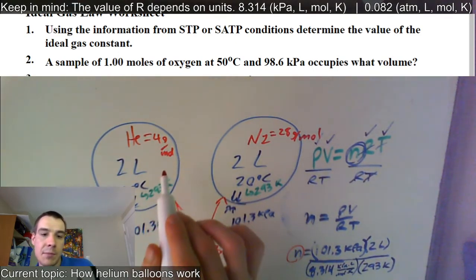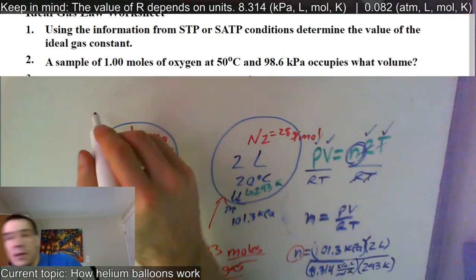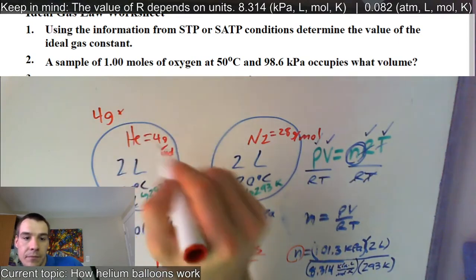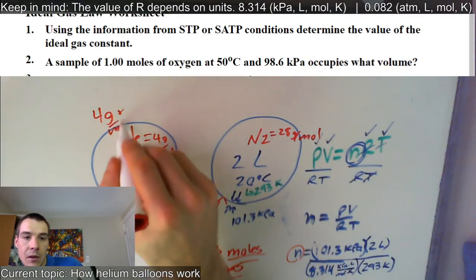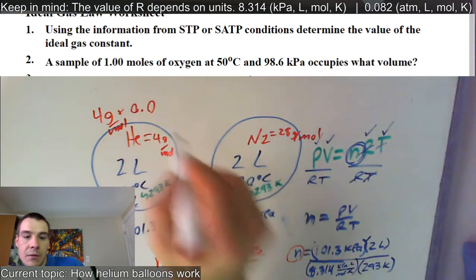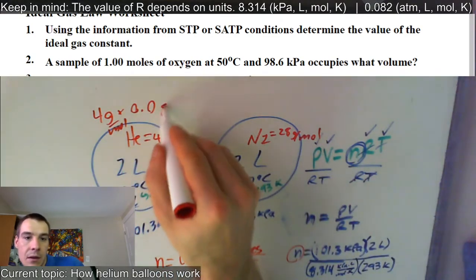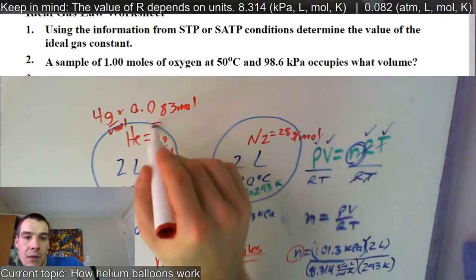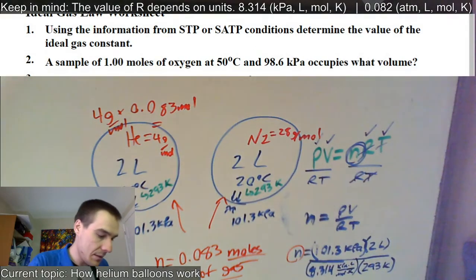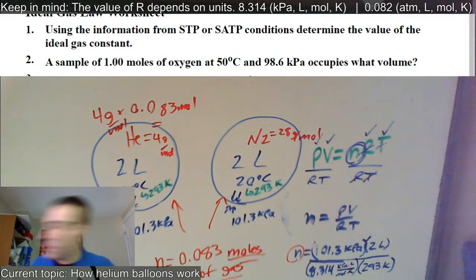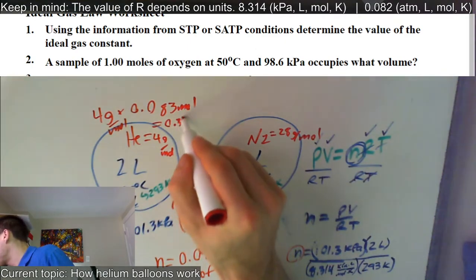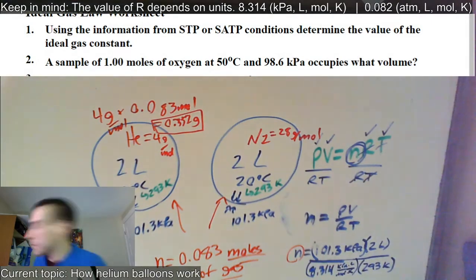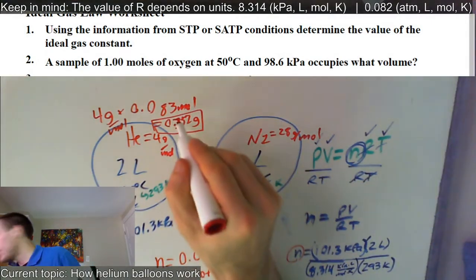This one's 4 grams per mole. To get the mass, it's just going to be 4 grams per mole times 0.083 moles. We'll get a mass. 4 times 0.083, 0.332 grams of helium in that balloon.